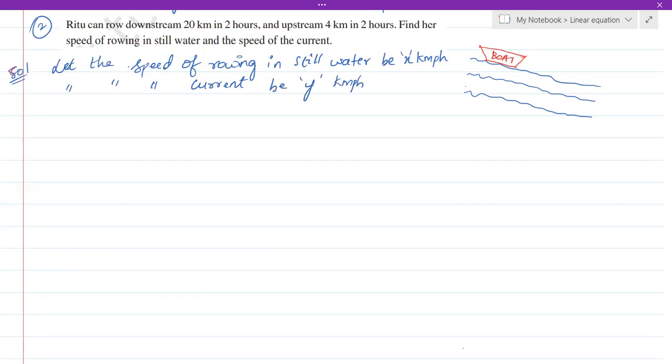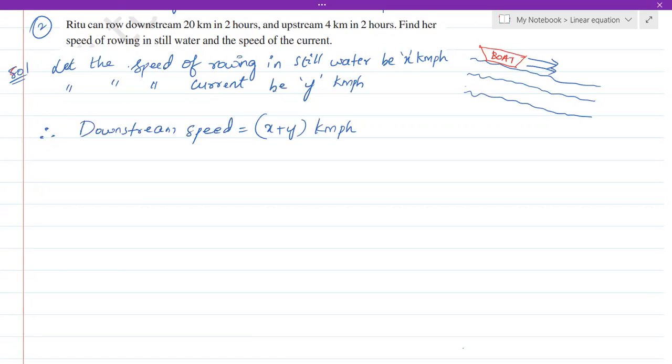Okay, now if you observe, these are separate speeds. y is the separate speed of the water, and x is the separate speed of the boat. If you combine them in the downstream, suppose the boat is going in this direction and the water is also going in the same direction, it is obvious that the speeds will add up, isn't it? So therefore, downstream speed, this is the combination of the boat and the water together, will be x plus y kilometer per hour. I hope it is clear.